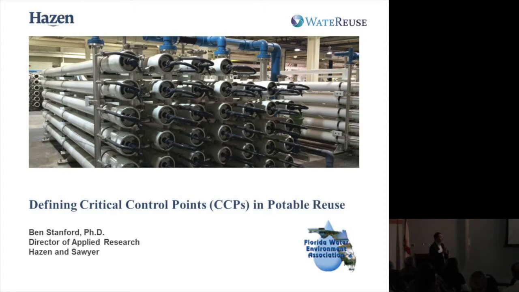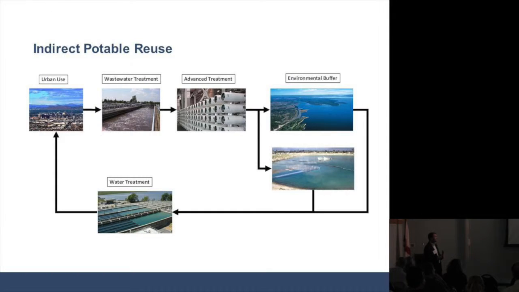So what I'm going to do is start off with a couple definitions, give you an overview of what's happening around the U.S., and we're going to talk about some of our project outcomes and how this can be applied to potable reuse projects. So just definitionally speaking, when we're talking about potable reuse, we're talking about extracting water out of wastewater through some sort of advanced treatment process.